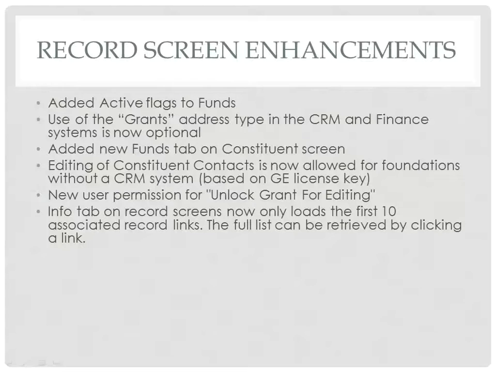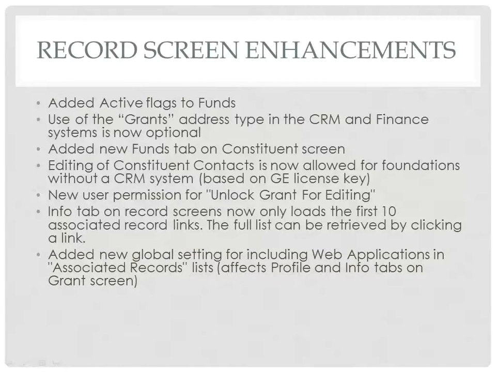And so we've locked it down now where we only load the first 10 associated record links by default, and that just speeds things up. You can click on a link and retrieve the entire list. But we're just loading the first 10 by default for performance reasons, and that's going to provide some relief for folks who have issues opening some constituent records.